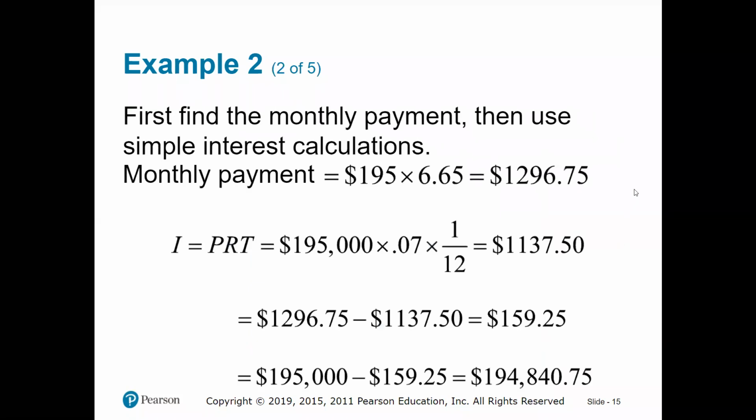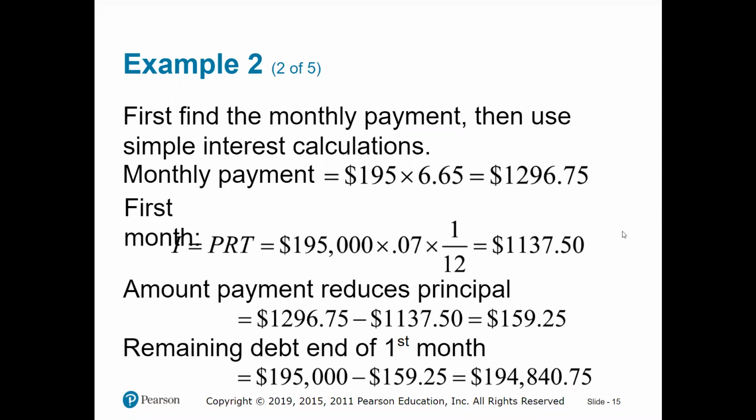All right. First, find the monthly payment, then use the simple interest calculations. So the monthly payment would be the 195 times the 665, which would be 1,296 and 75 cents. So here they're finding the first month information.